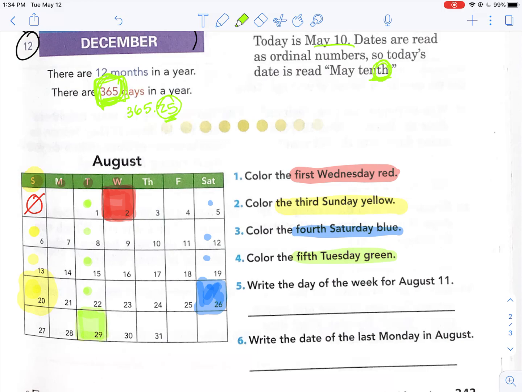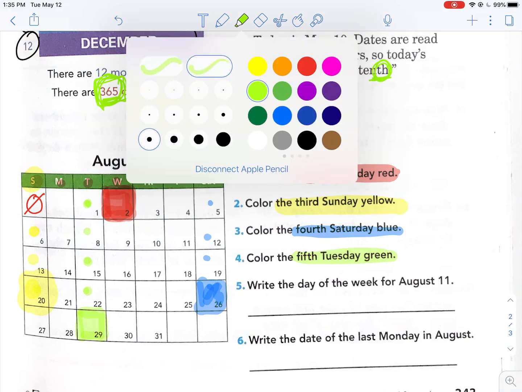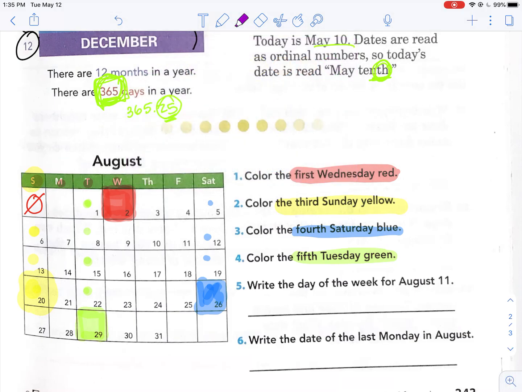Okay, write the day of the week for August 11th. So let's find it. I'm going to pick a different color. Purple. So we have August 11th. There it is. What day of the week is it? Do you see? So it will match. Look up. Which one is it? It is a Friday.